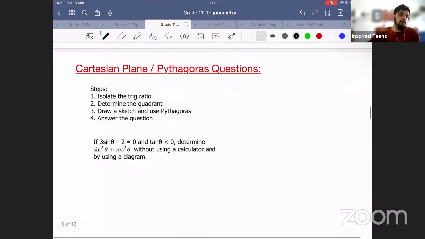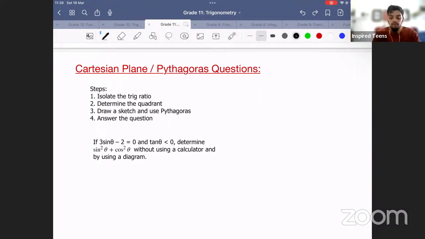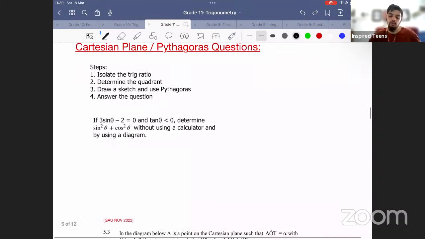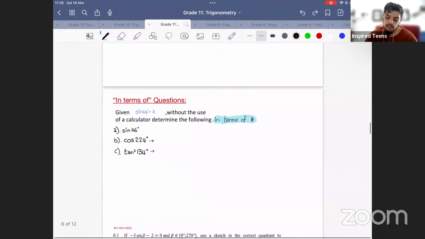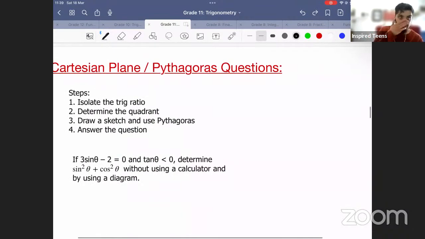Okay, so yeah, we'll get to identities. Maybe a lot of you are worried about identities and those are hard, but we have to perfect everything before we get there, right? So let's look at this Cartesian plane / Pythagorean question. There are 2 different types of diagram questions you get. One is known as the in terms of questions, and the other is the Cartesian plane / Pythagoras questions.